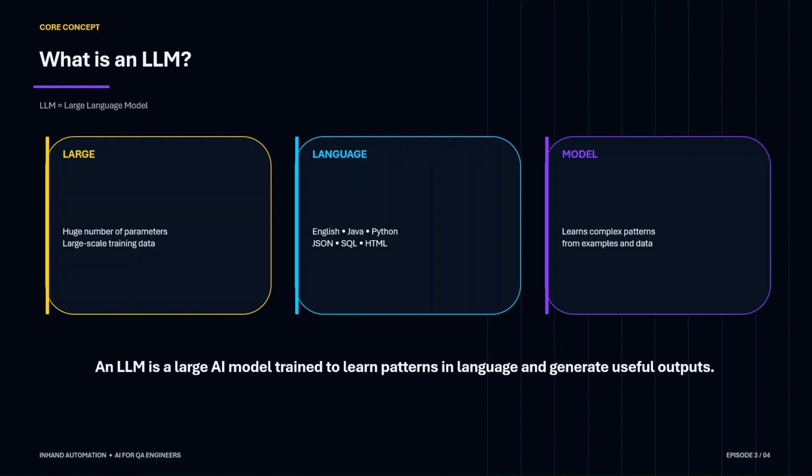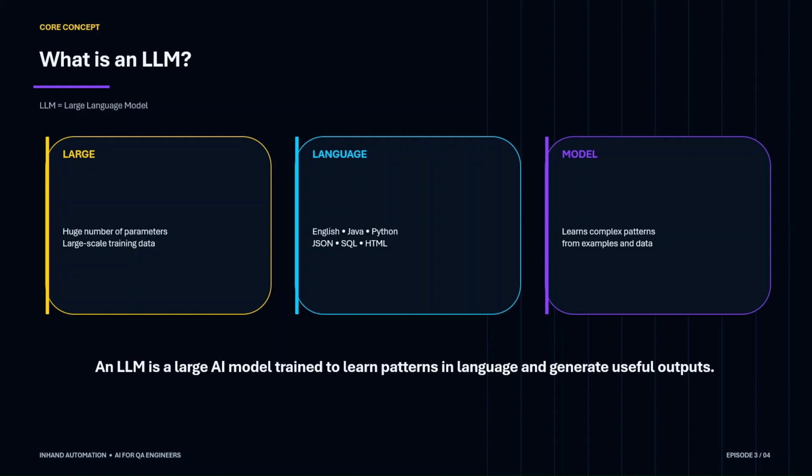And finally, we have the next word, which is large. So why large? Because modern large language models can contain a huge number of parameters and are trained using very large databases and significant computing resources. So in simple terms, if we try to define this LLM model, the definition would be as follows: an LLM is a large AI model trained to learn patterns in language and generate useful output based on those patterns.